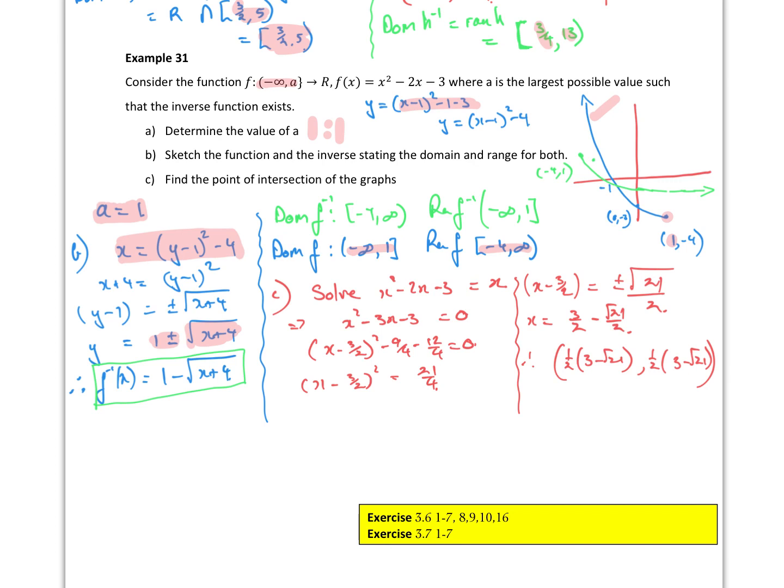All right. Find the point of intersection. I've decided to work with the x squared minus 2x minus 3 equal to x form of the equation. So if I take the x across, again, I've got a messy sort of function, x squared minus 3x minus 3. I want to solve that equal to 0. We can use the quadratic formula. We can complete the square. We can do either of those two things, really, because it's not going to factorise nicely.